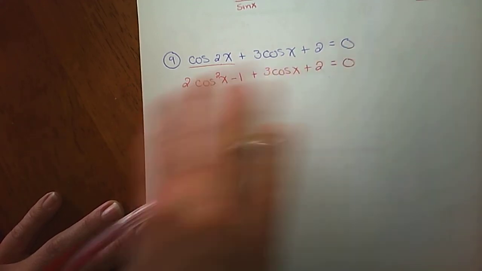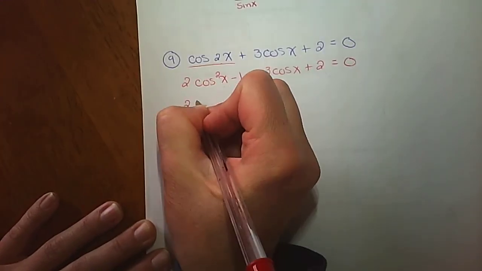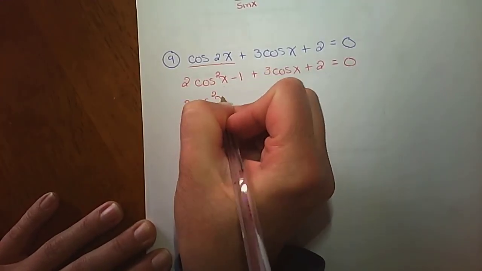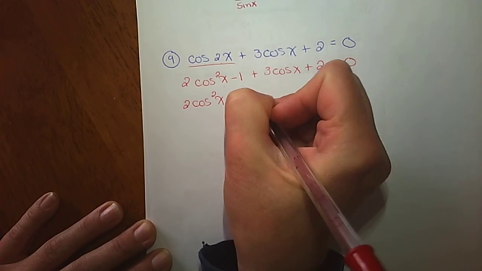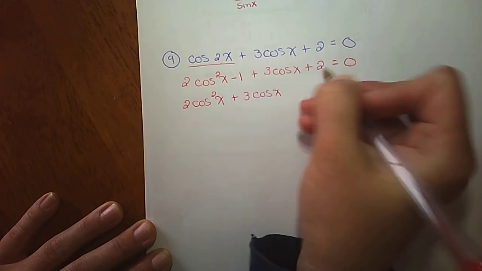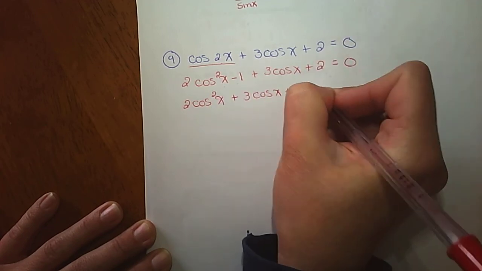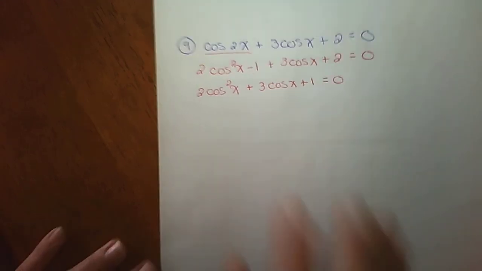Okay, now I'm going to put this in the correct order. So it's 2 cos squared x plus 3 cos x, and combine like terms, right? Negative 1 and that plus 1. Okay. Now, this can be factored.